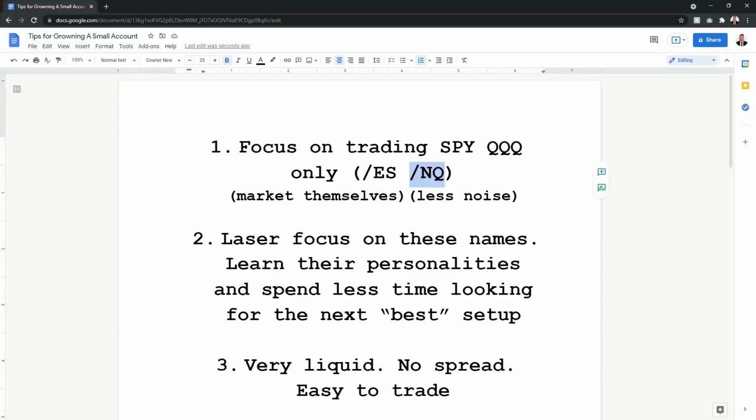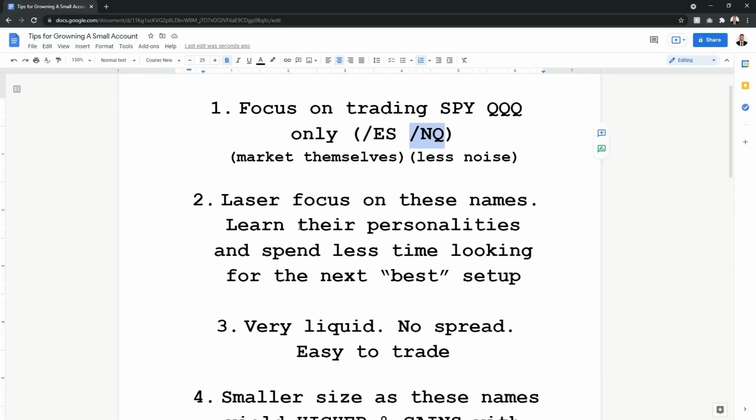Now doing this will give me a laser focus on these names. I get to learn their personalities, and I spend less time looking for the next best setup. Now, I know how these names trade. I've been trading them for many years. So I know when I'm looking for volatility. I know when the market's balanced. I know when it's imbalanced. And I know when to sit sidelined.